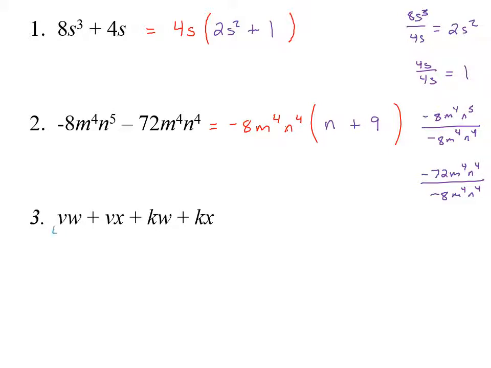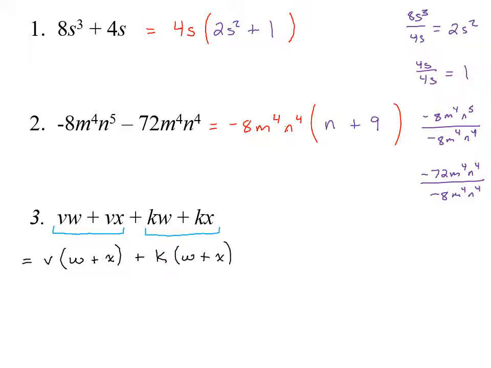What you do is you group the first 2 together and the second 2 together. And you factor out what's in common on each one of those. So on this first one, the v is in common. There's a v on both, so you can pull the v out, and you're left with the w plus x left over after you pull the v out front. On the second one, there's a k in common on both of them.